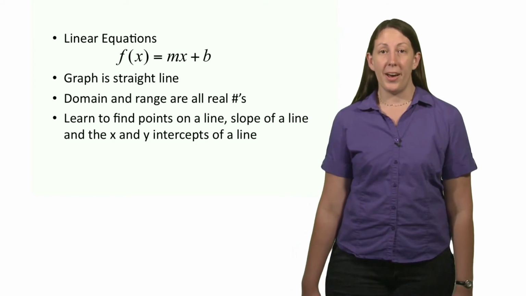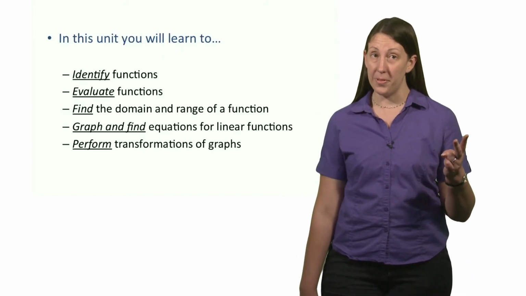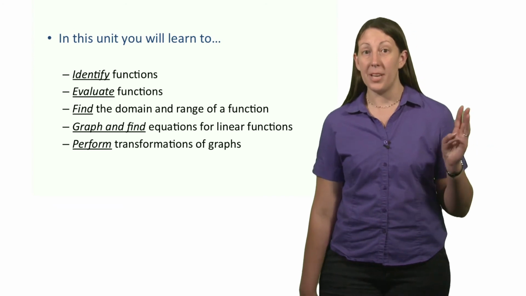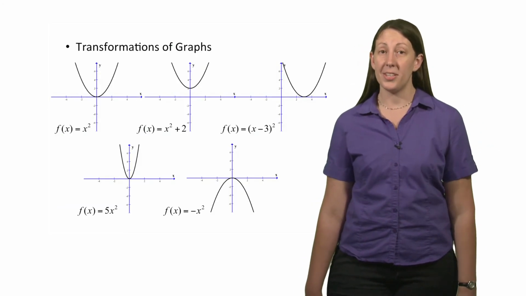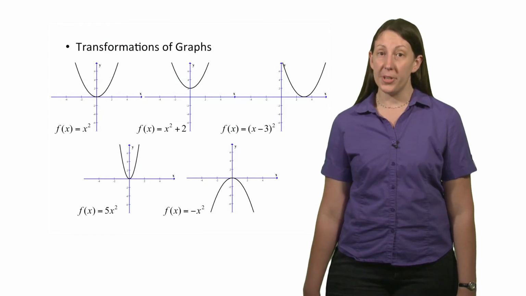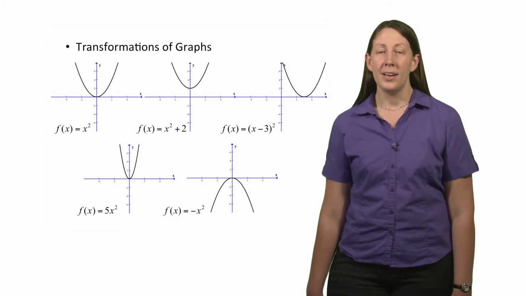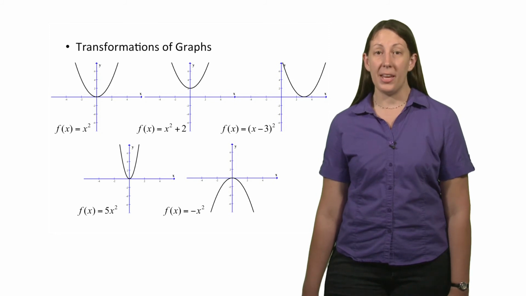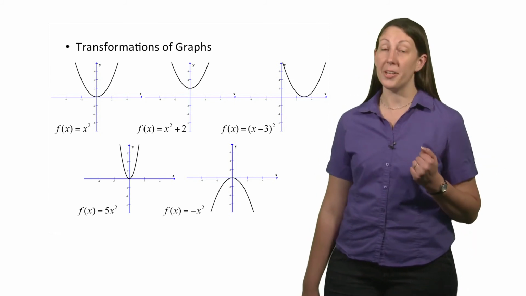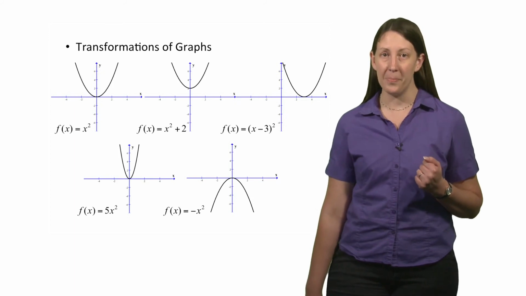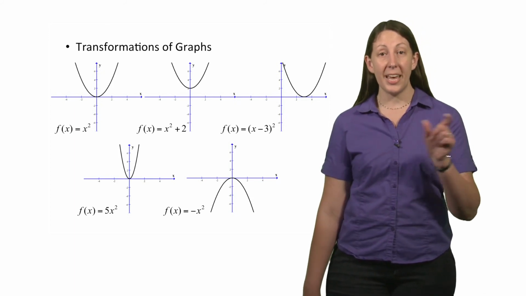You'll also learn how to find the line, the slope of the line, and the x and y intercepts of a given line in order to help you graph it. Other things you'll learn in this unit are to perform transformations of graphs. Transformations of graphs basically mean you'll start with a standard graph that you know. For example, the parabola graph is a common one you might already know. And you'll learn what happens when you do slight changes to it.